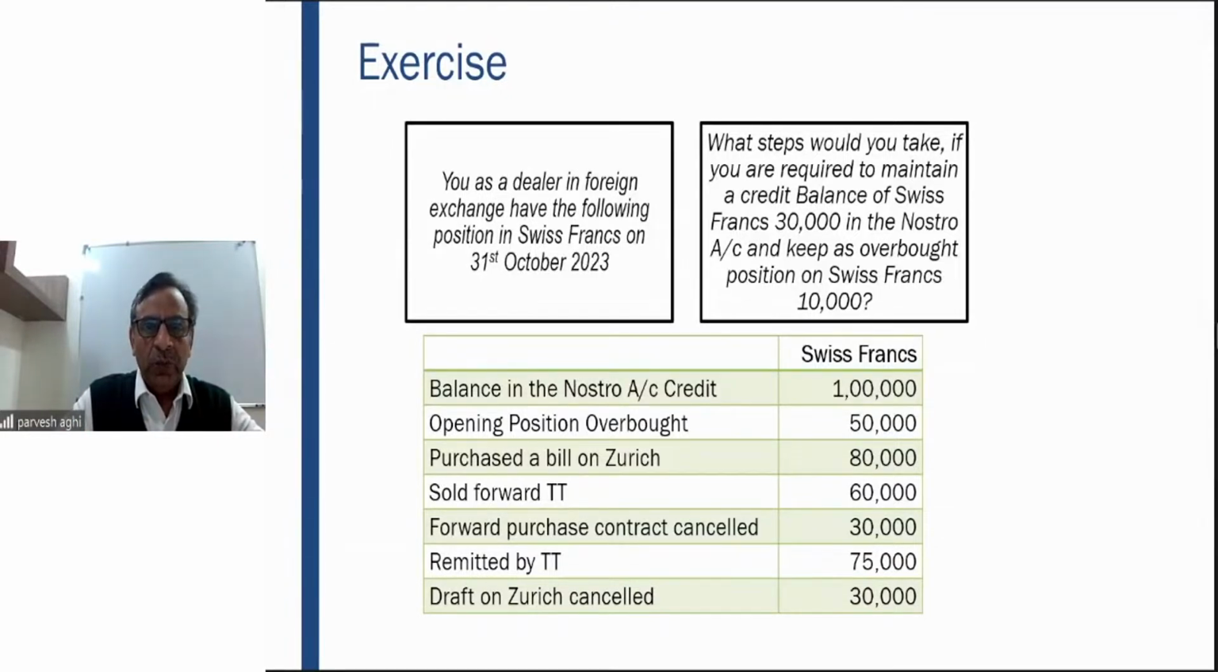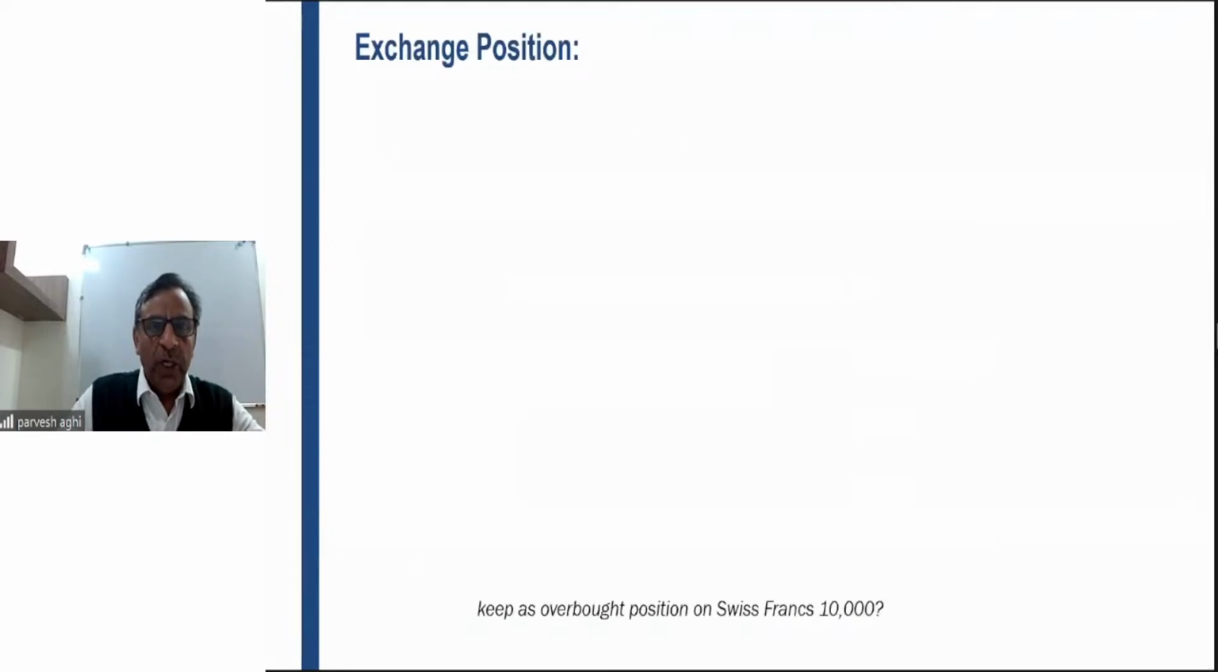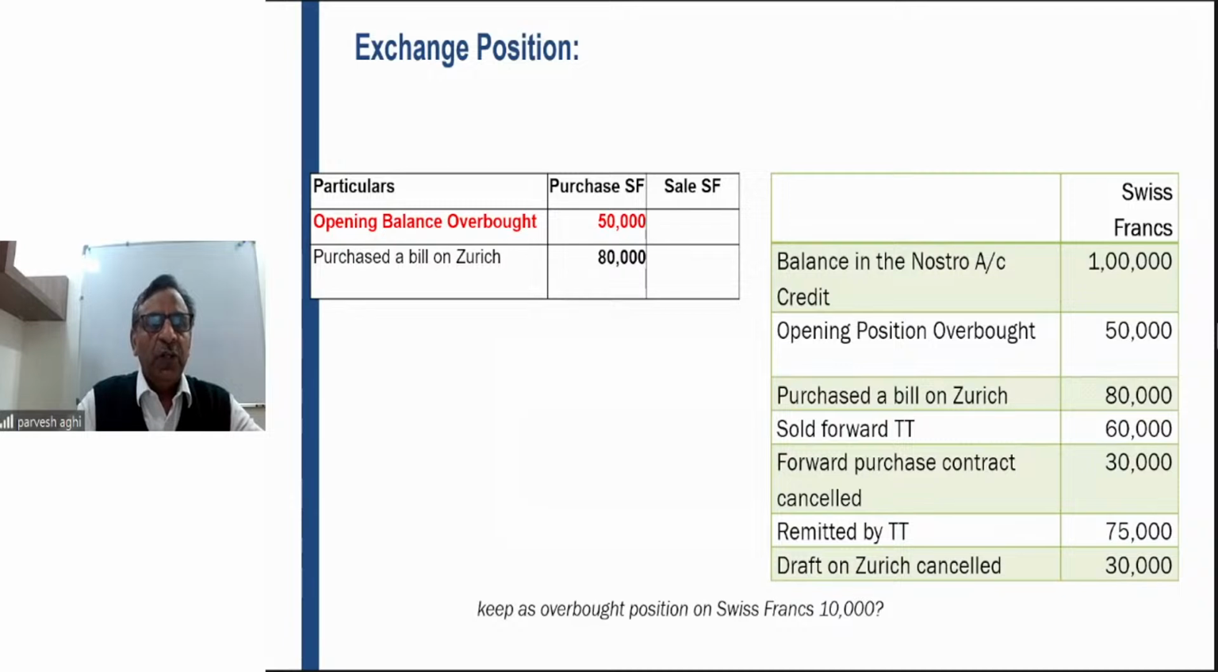Balance in nostro account is 1 lakh. Opening position overbought is given to you. Okay, fine. And then purchase a bill on Zurich. So we'll just do that while we solve here. So first, let's make an exchange position. The account is in Swiss francs, so this is your exchange position. So opening balance overbought is given in the question, which is there in the part of your data.